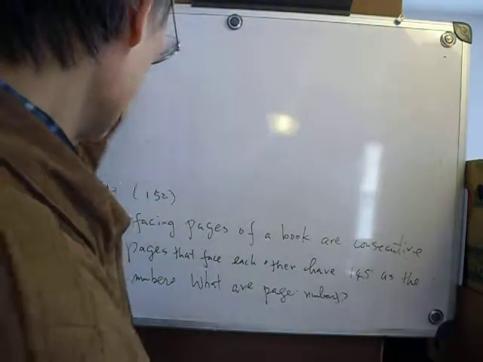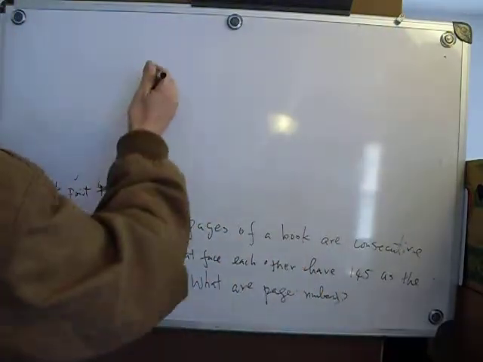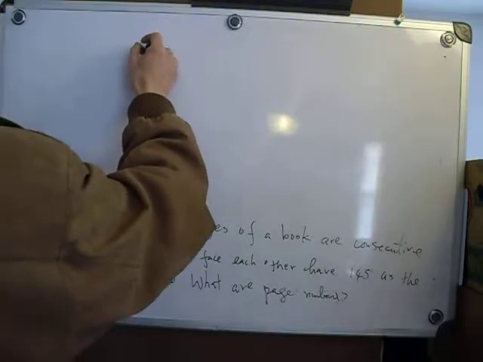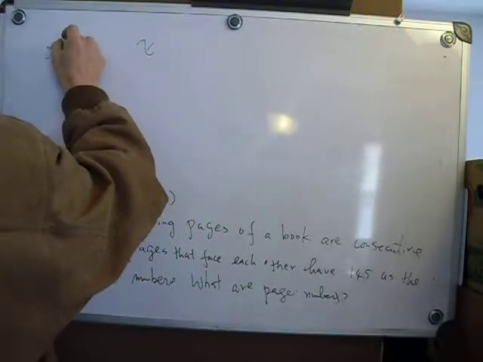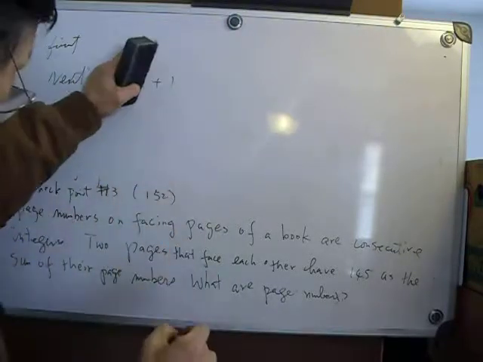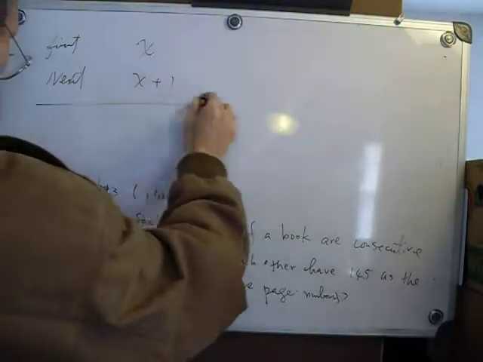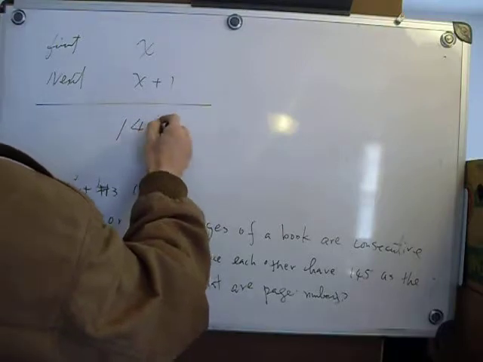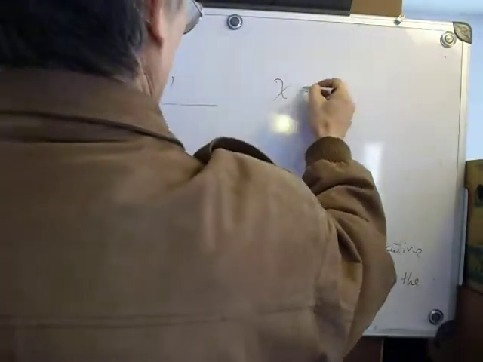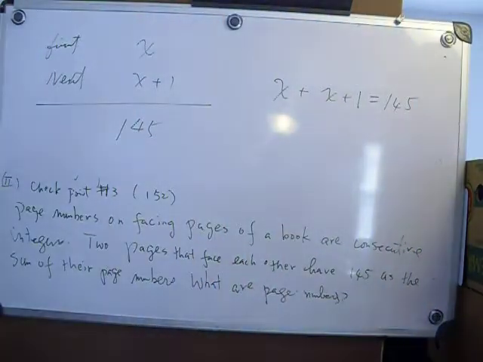So how do we set up? This 100, 101, this is our understanding. How do we set up using a variable? So the first page is x. The next page has to be x plus 1. We need to use a variable to set up the consecutive integers. The two pages each have 145 as the sum of their numbers. The sum of these numbers is 145. So you can see x plus x plus 1 equals 145. This is the setup equation.